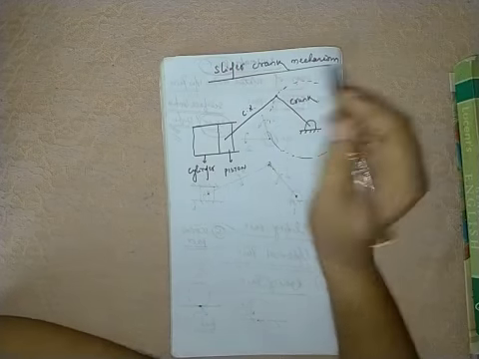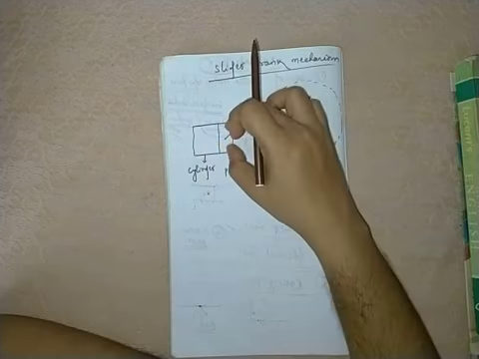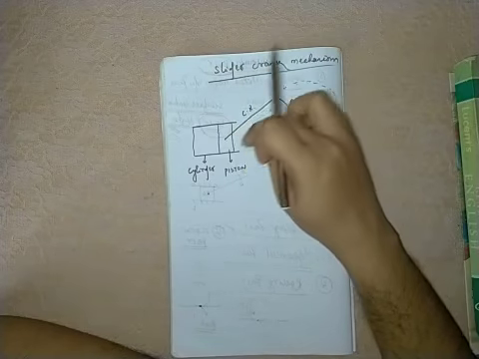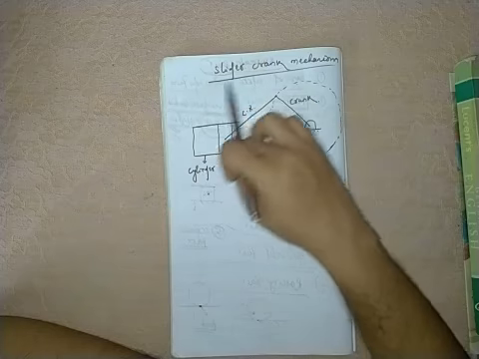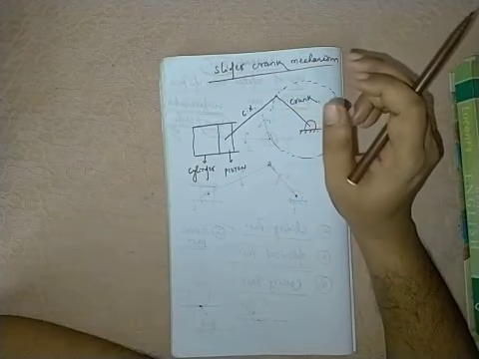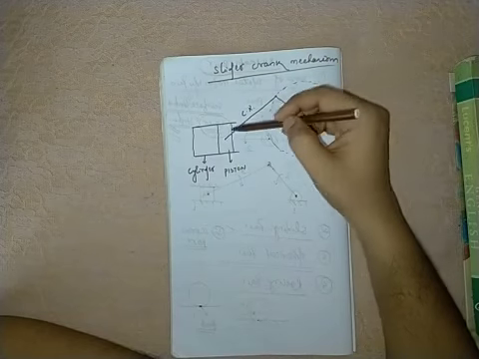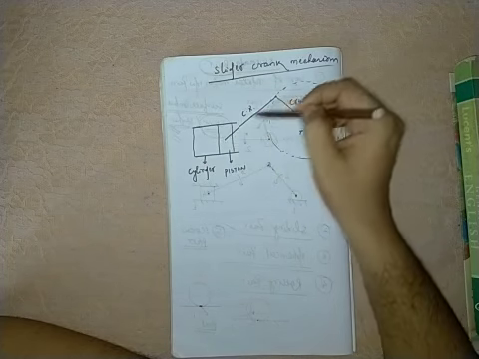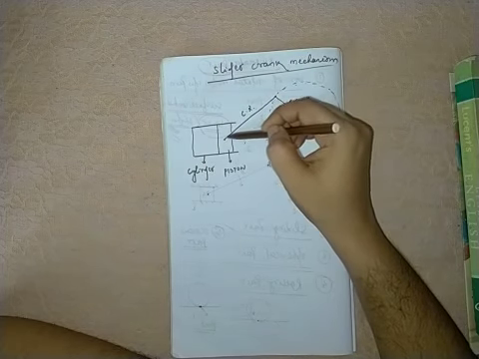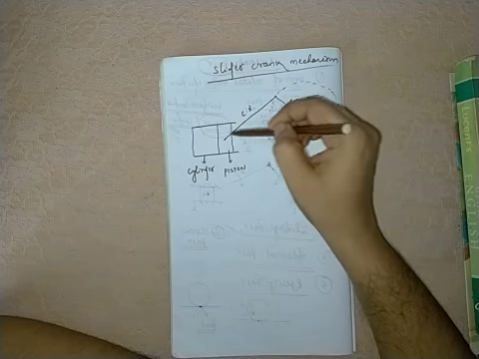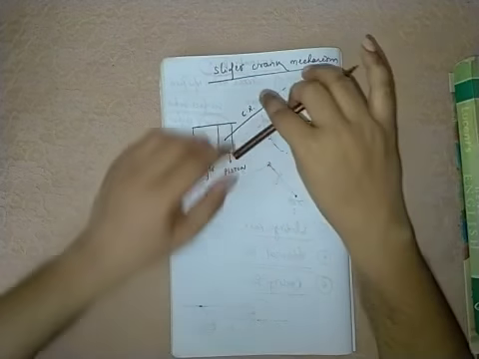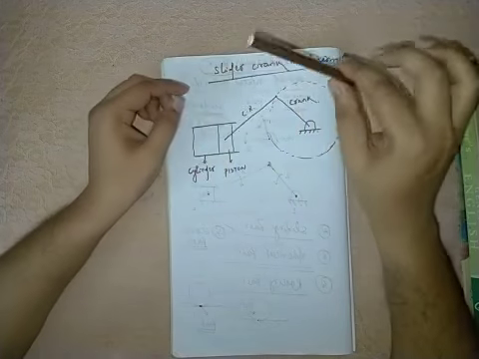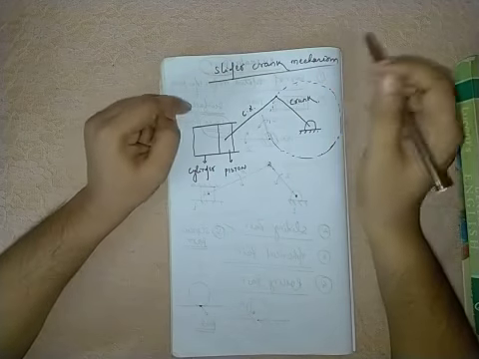The piston will reciprocate inside the cylinder, so the cylinder and piston form a sliding pair. Now the junction where the piston and the connecting rod are connected, at this point the connecting rod and piston will form a turning pair. Why? The connecting rod will oscillate about this point. That is one turning pair.